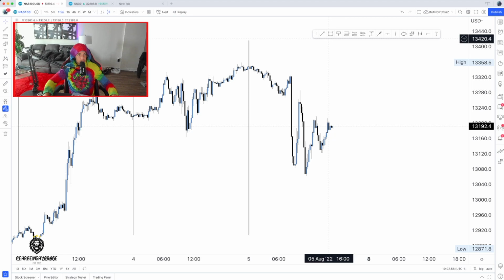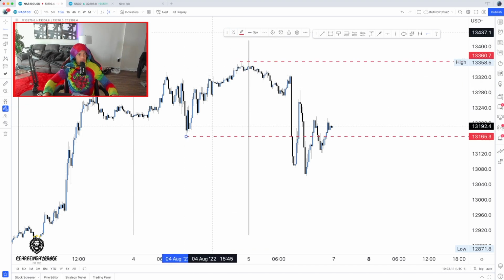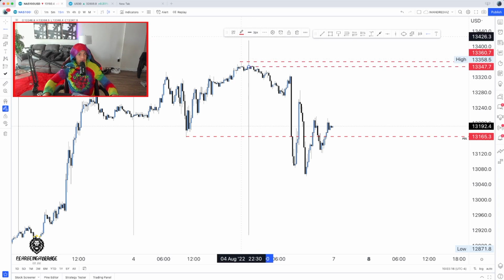First things first, we're going to start off by getting the previous day's high and previous day's low from the previous day, which was Thursday, August 4th. I'm pretty sure it was. So we've got the previous day's high, the previous day's low, and then we're going to get the 12 a.m. open, which is going to be right in here.